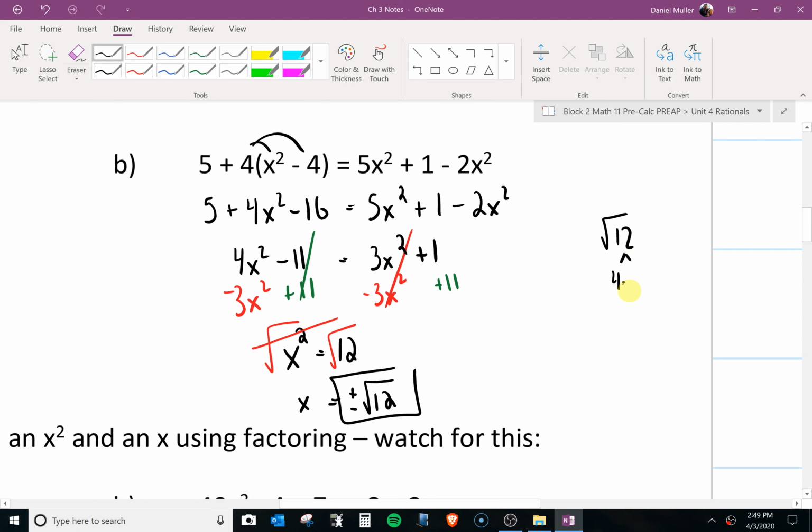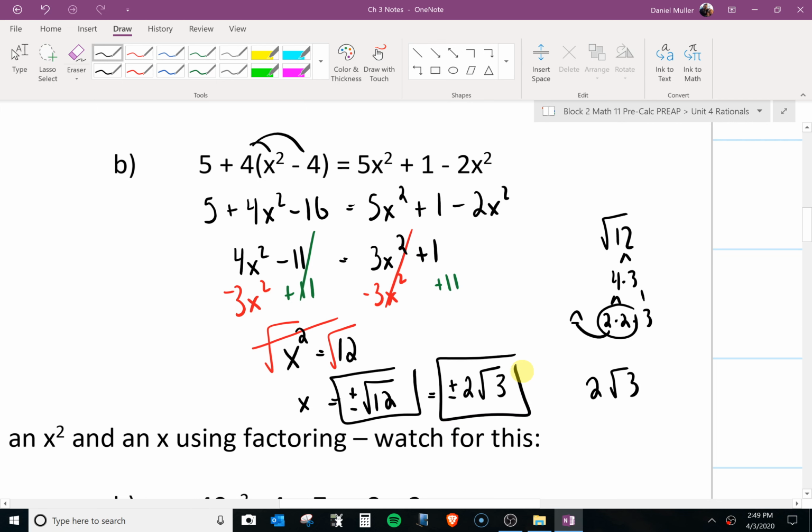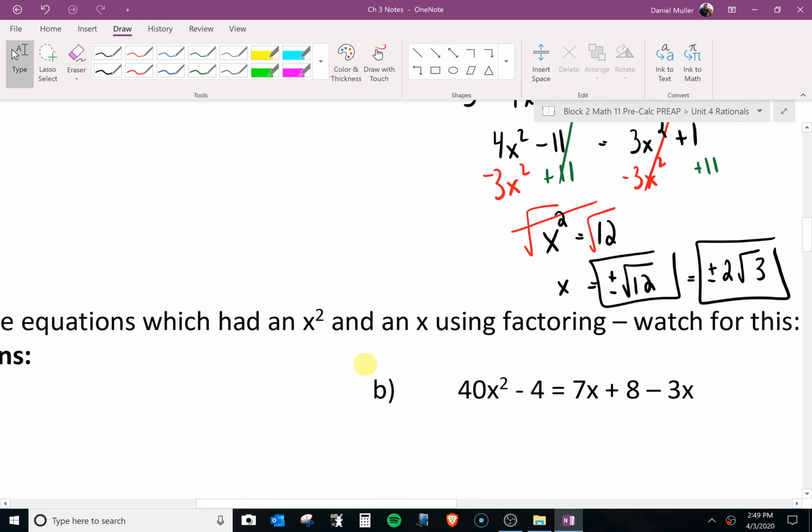Now normally that would be good, but the expectations have changed a little bit now for us. 12 can be broken down to 4 times 3. 4 can be broken down to 2 times 2. Bring down the 3. So there's a pair of 2's that can come on out. So the 2 comes out and the 3 is left over. So technically this is a plus or minus 2 square root of 3. Alright, let's go onto this one.